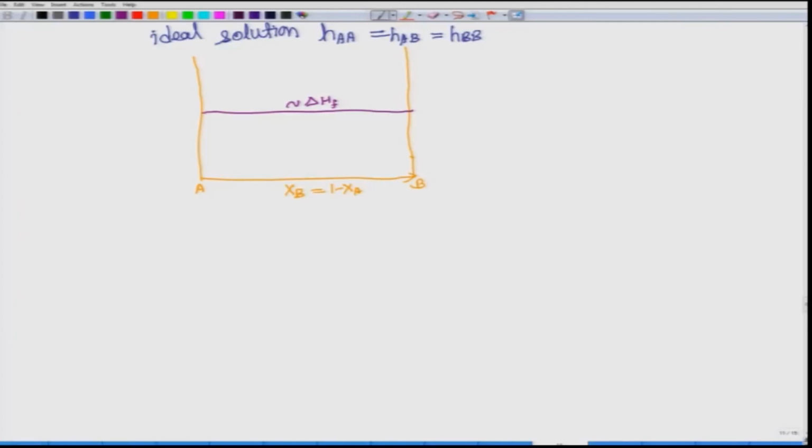Now, the other term, which is the minus T delta S, will dominate the G term, and it would look something like this. So, we have the plot for minus T delta S, and if we are assuming HAA equal to HAB, then this will have a minimum at x B equal to 0.5, and this will also be the plot for delta G. So, this is how delta G would look like in the condition of ideal solution.